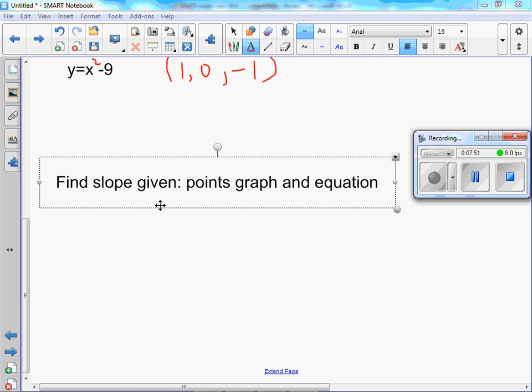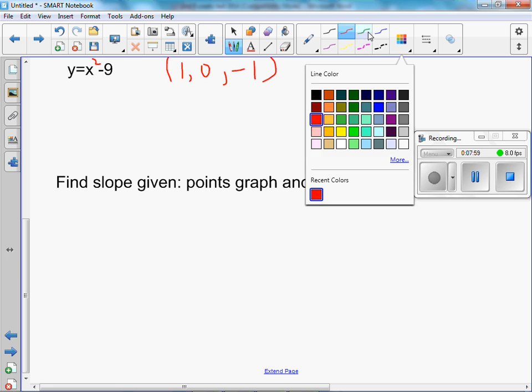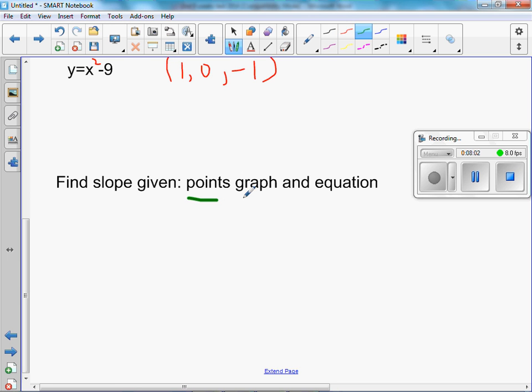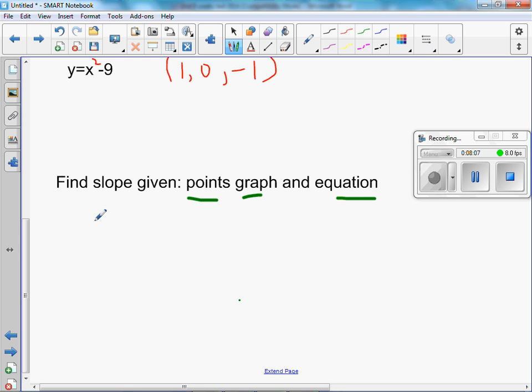Now, we've been going over this a lot: how to find the slope given points, a graph, and an equation. You're going to have to do that. I don't know if I'm even going to work these, since you have samples in your review, but since I already wrote it down, I might as well. Given two points, you subtract: 3 minus 2 is 1, and 1 minus 0 is 1. So the slope is 1.